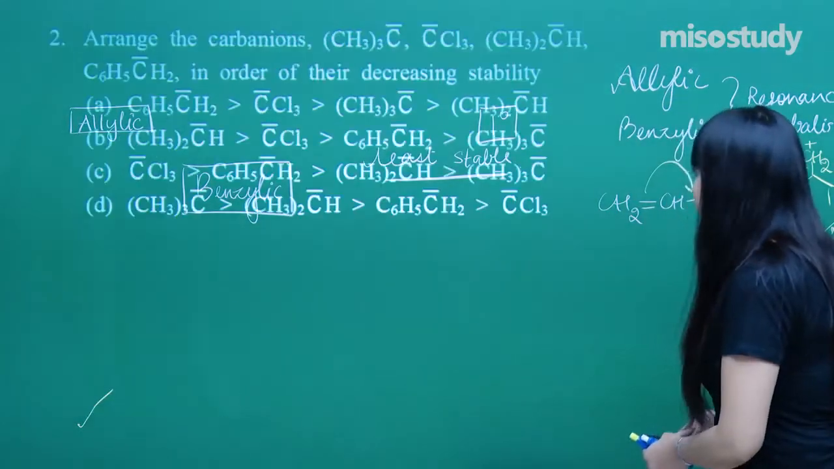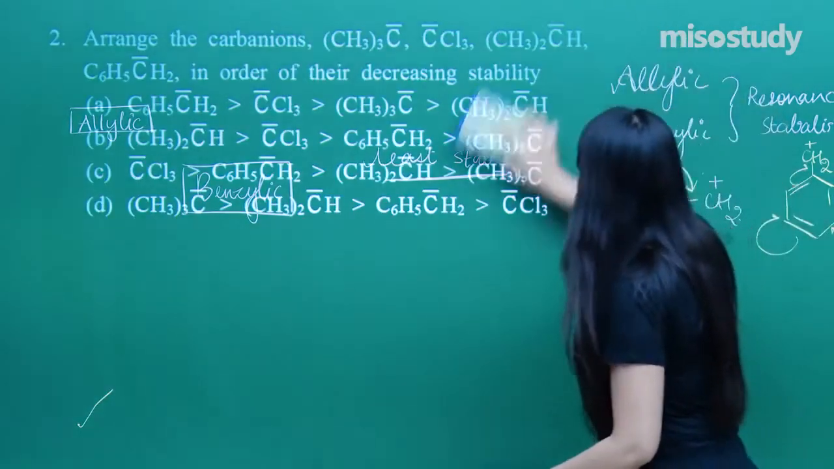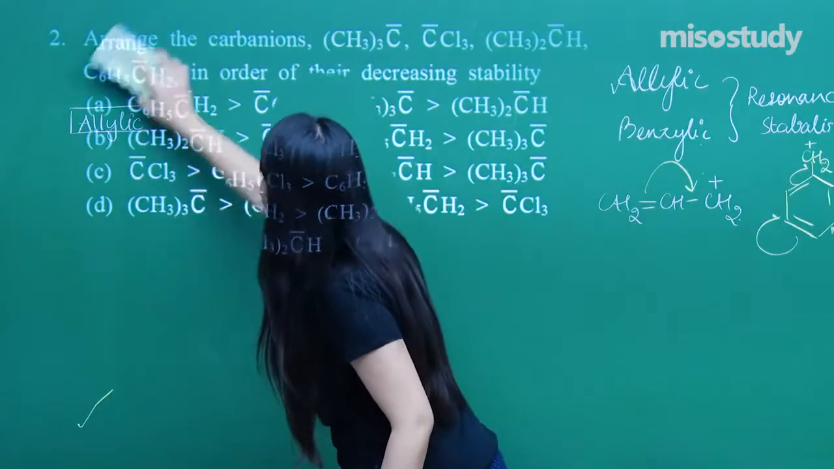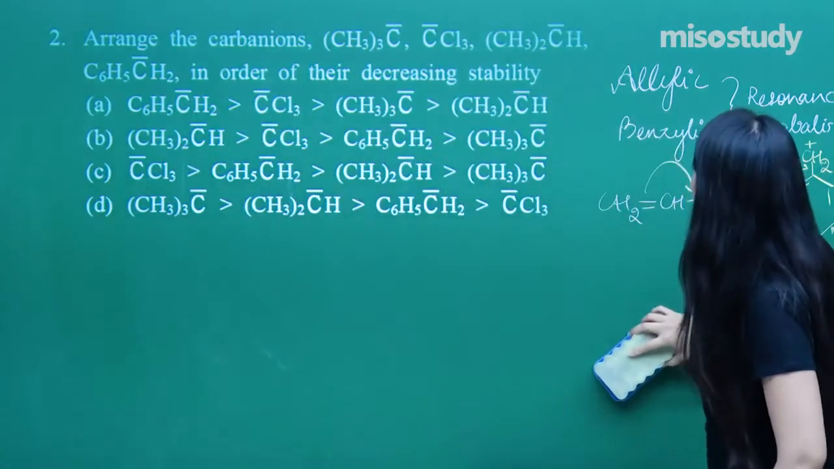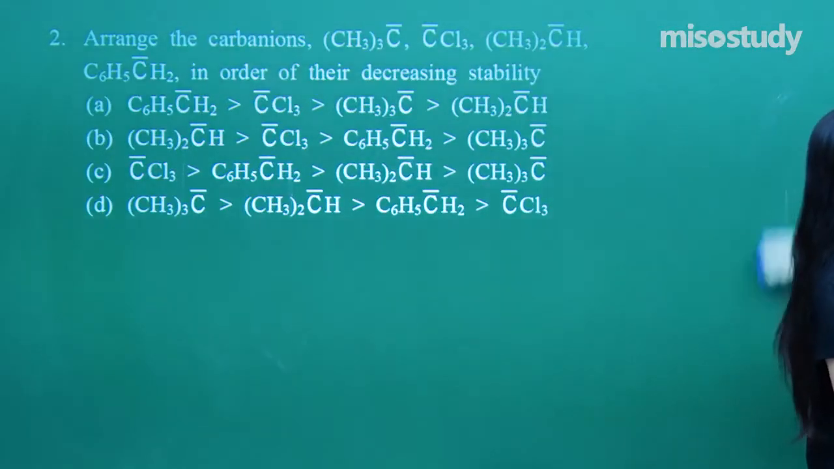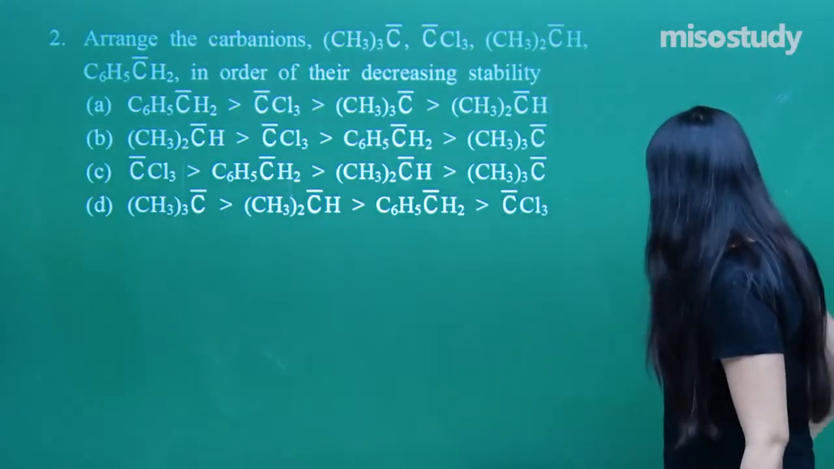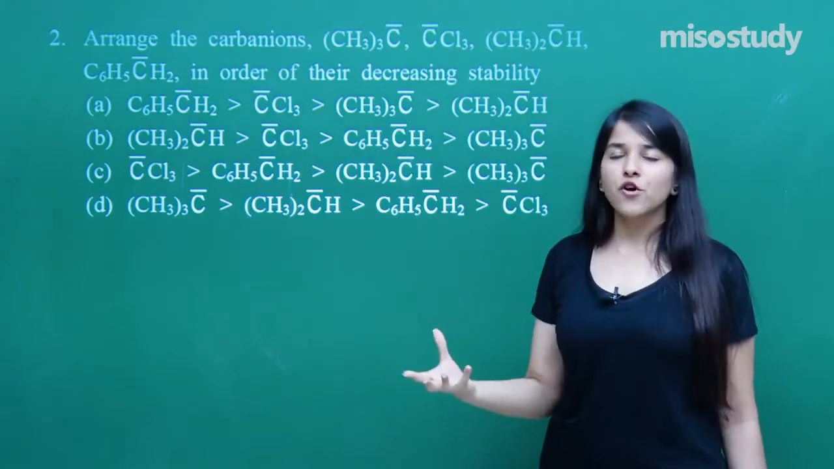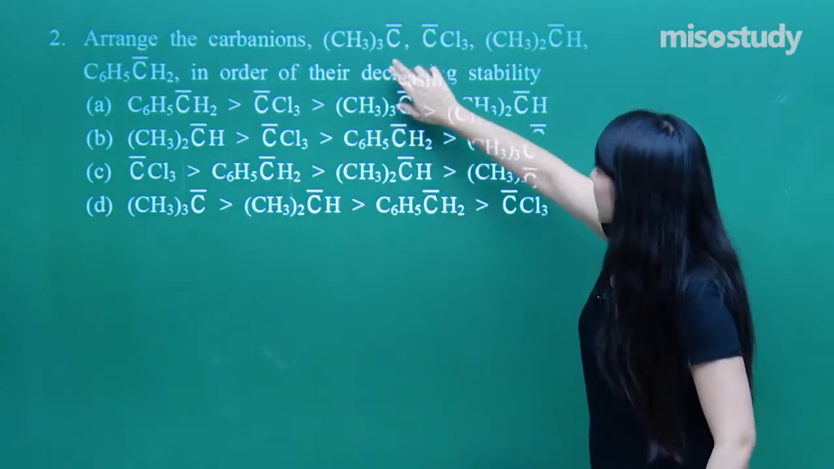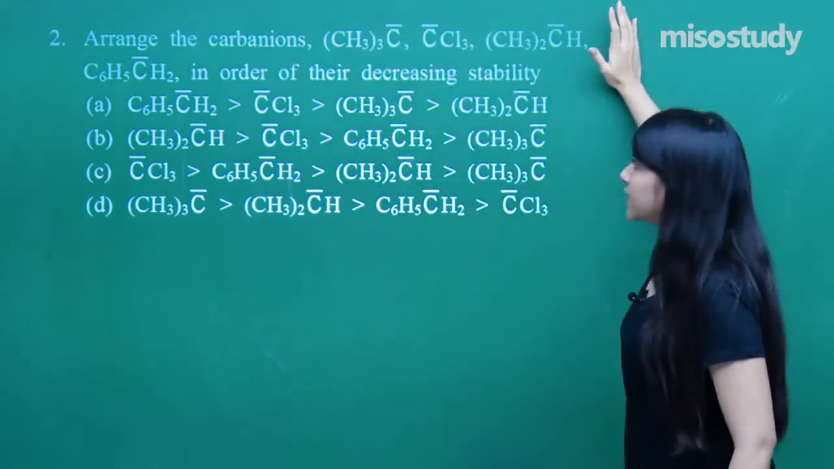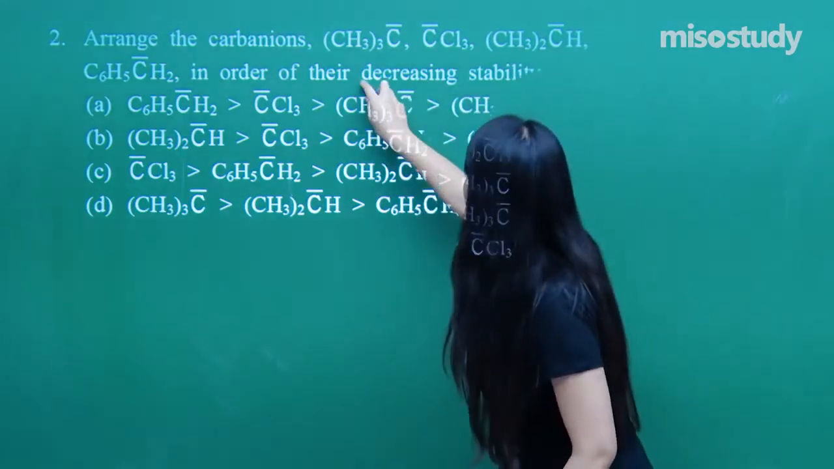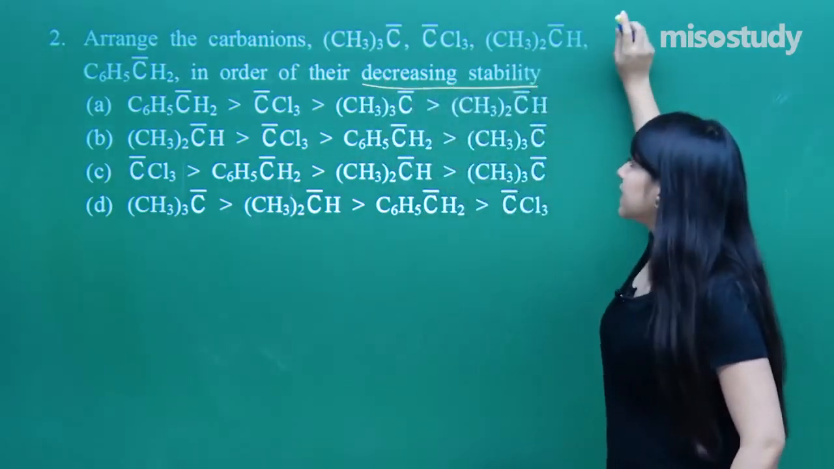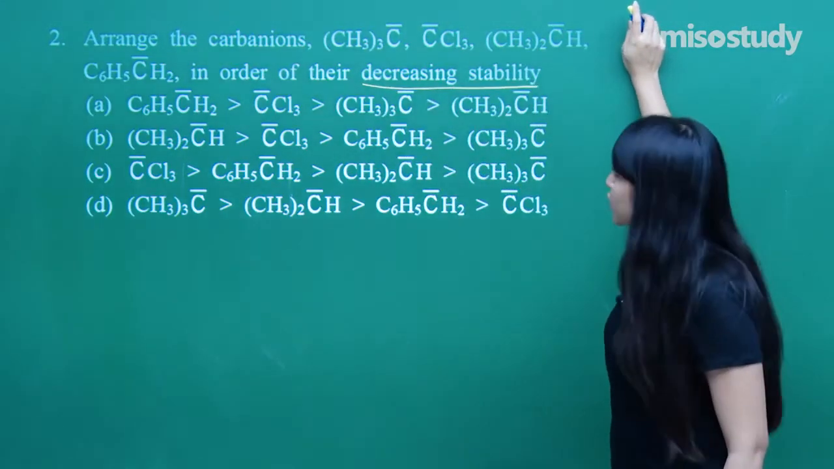So what do I have over here? Let me just rub this off. Yes, again a stability kind of question. It says arrange the carbanions. Now we have got carbanions. I need the arrangement of their stability, so just focus upon the question, the decreasing stability order.